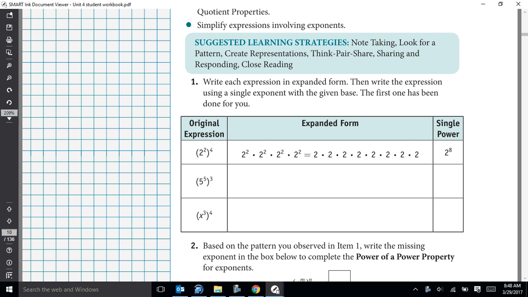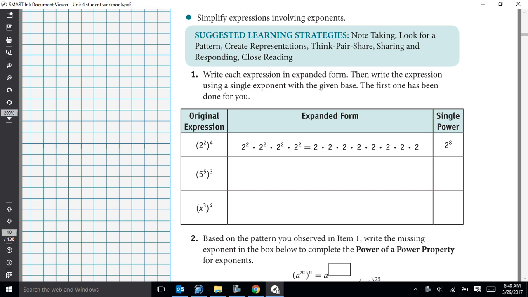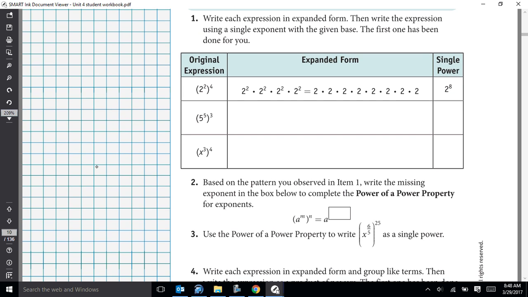As part of your homework, you were to look ahead through this section and fill in the definition for the power of a power, power of a product, and power of a quotient property. I said that you didn't have to understand them, but I wanted you to read through them and be familiar with what they say, and then we'll discuss to develop that understanding. So number one here, we are going to fill in this table.